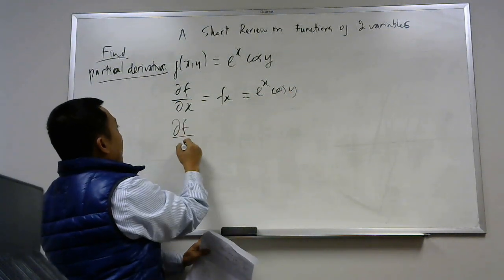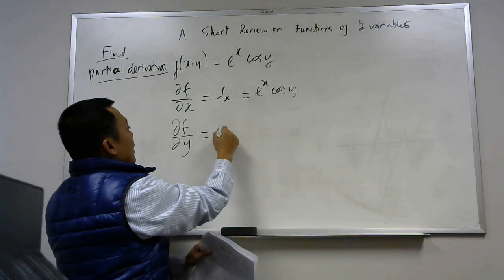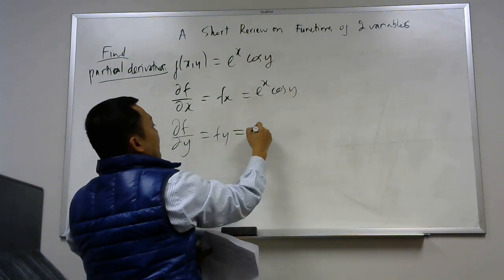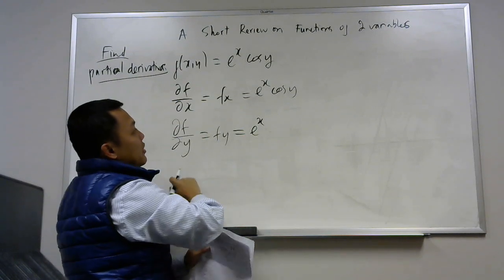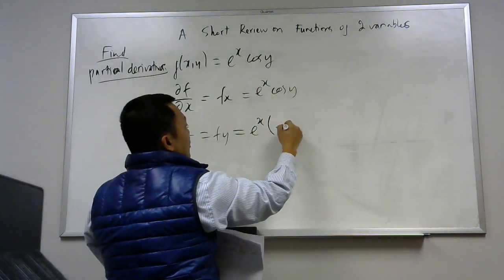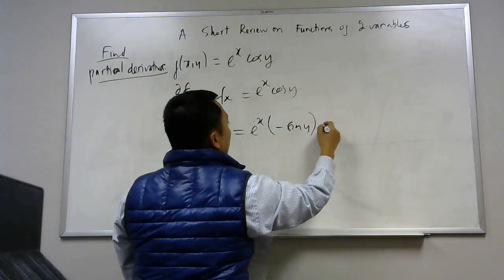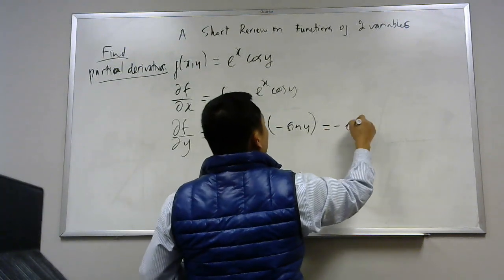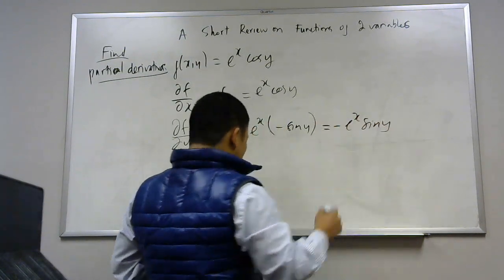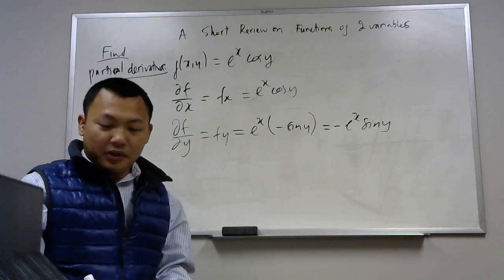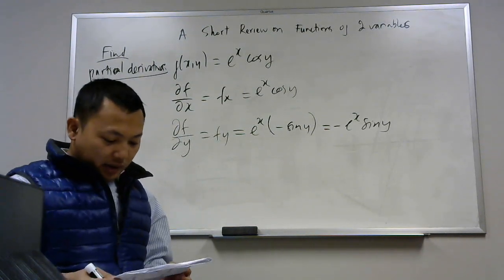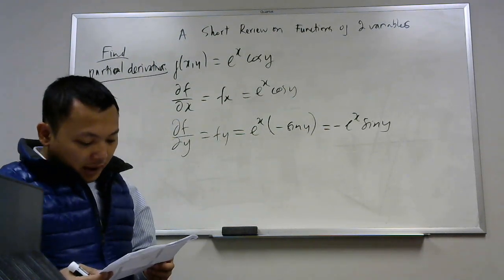So here I have df/dx, or sometimes we write fx, equal to e^x cosine y, because cosine y is just a number if you consider the partial derivative with respect to x. And df/dy, or fy: for this you have e^x as just a coefficient, and the derivative of cosine y is negative sine y, so we write negative e^x sine y. I think it's pretty easy. You can solve this problem in 30 seconds.